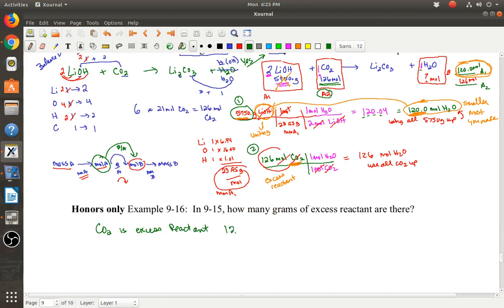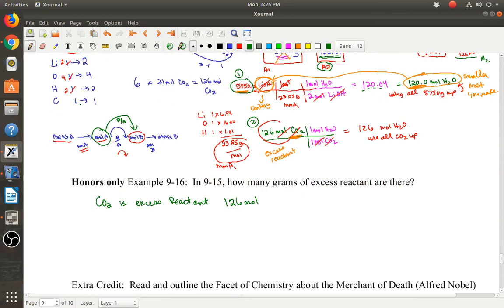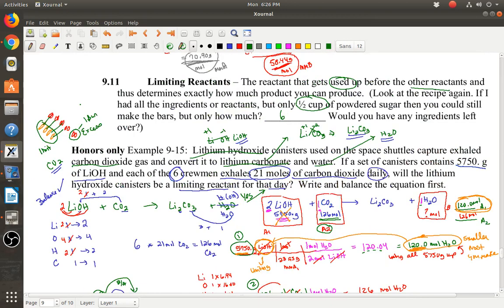We started with 126 moles. That's too much. So I need to know how much do I actually use up. So in my little example here with hot dogs and buns, there would be one bun left over. That's what I'm asking. How much of the CO2 is left over? If I want to figure out how many buns are left over, what do I have to first know? How many did I use?